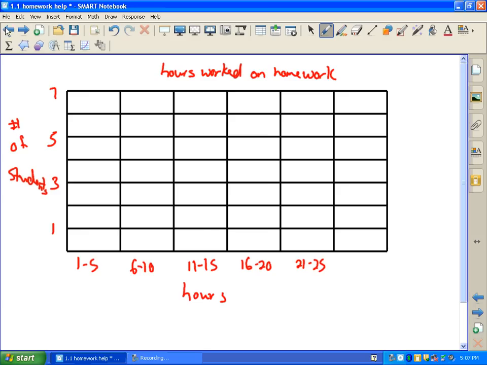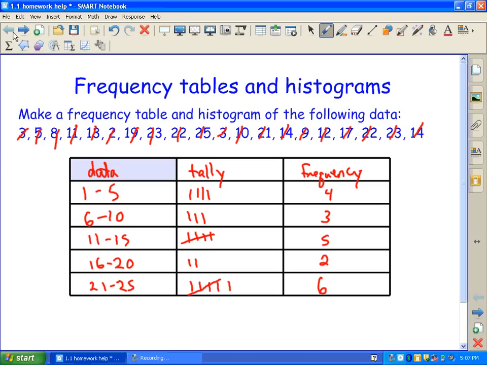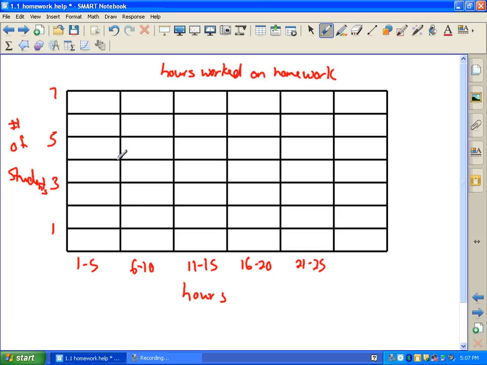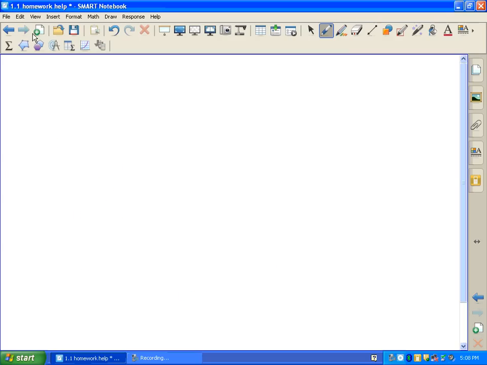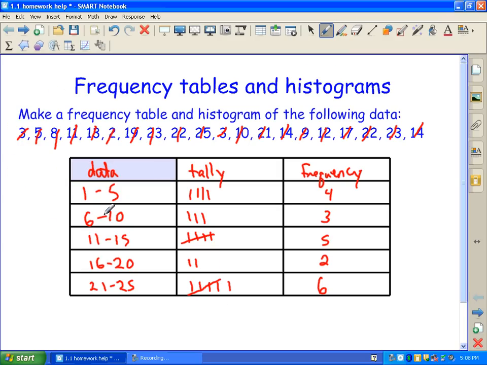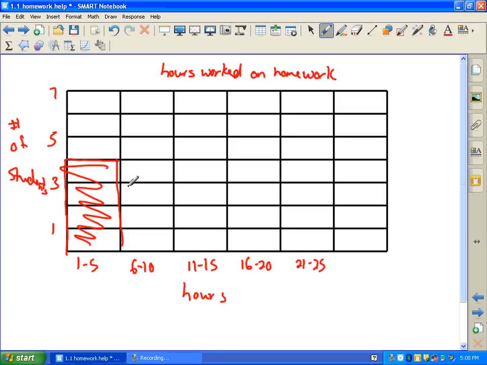And now I'm just going to go and make my bars. So the first interval had a frequency of 4. So this bar will come up to 4. Now the difference between a histogram and a bar graph is in a histogram the bars actually touch each other. So my next interval had a frequency of 3. So touching this bar, coming over here, is the next one.